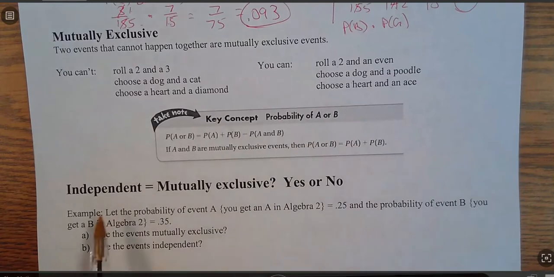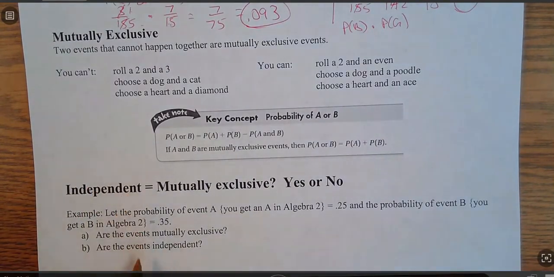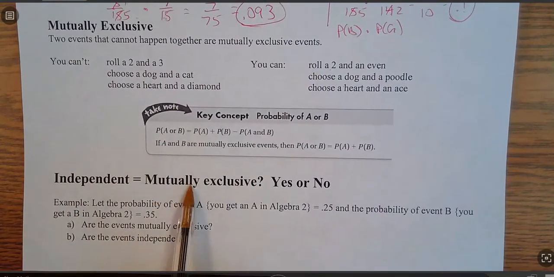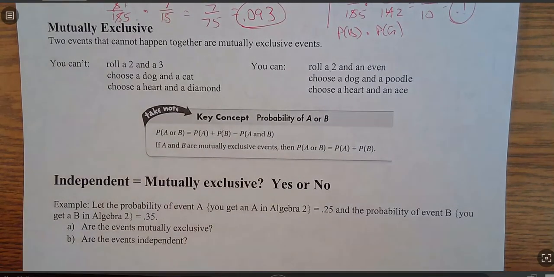But first let's talk about this. It just happened to fit in the notes better here. Independent. Does independent mean mutually exclusive? If 2 events are independent, does that mean they're also mutually exclusive?